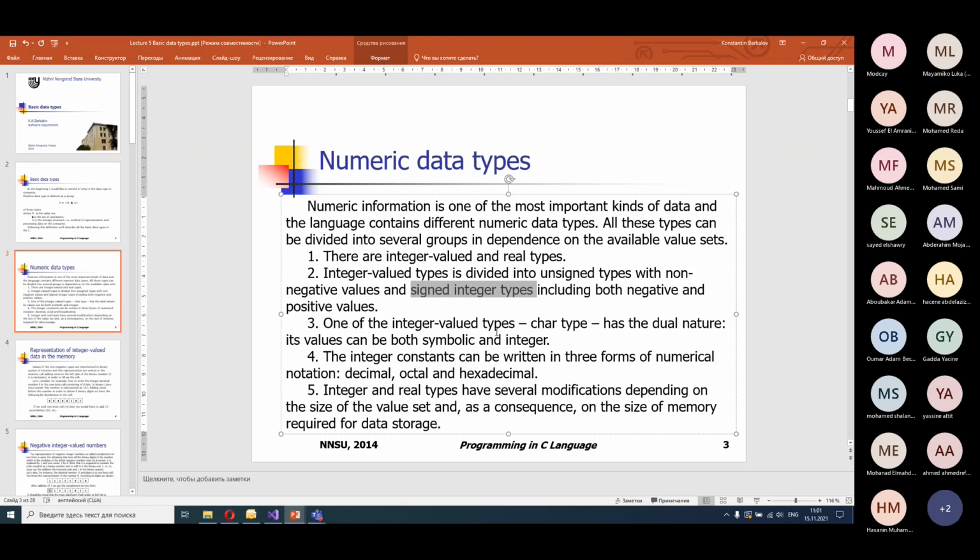And there is one special integer valued type, char, that has a dual nature. Its values can be interpreted both as symbolic and as integer, according to the place where you use this type and the operations that you apply to the variables of the type char.